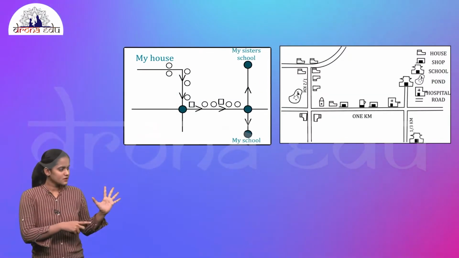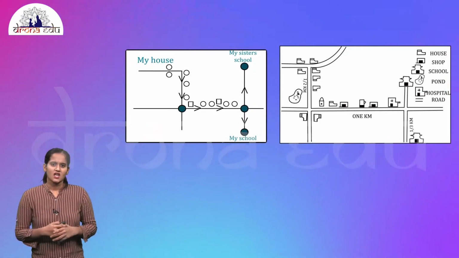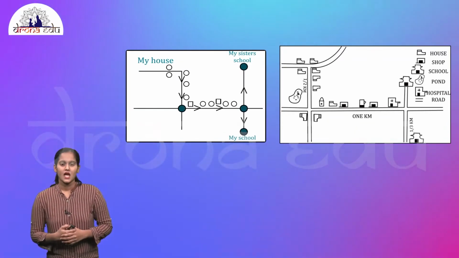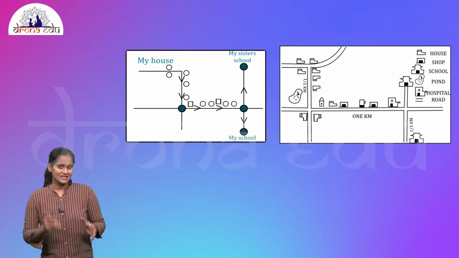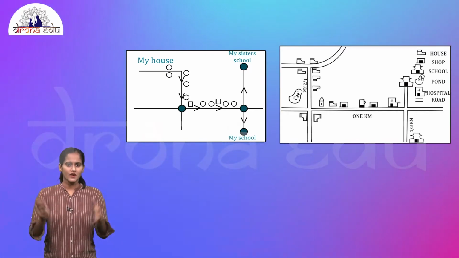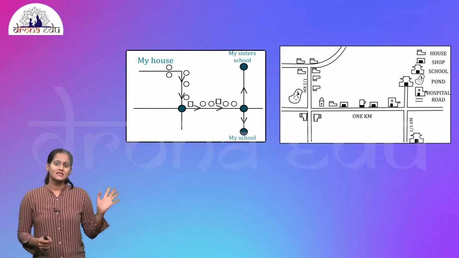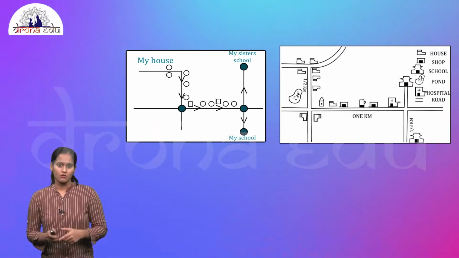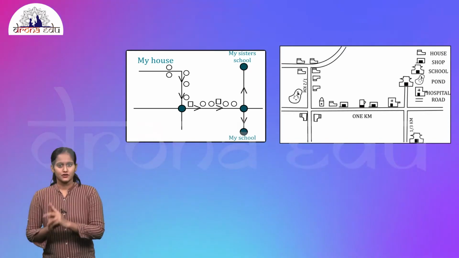Now, let me take one more example. Look at these two maps. If you compare these two maps, what can I say? The first map does not have much detail. Whereas, if you look at the second map, there are details about the distance and certain symbols are used, with which we can locate the required location. And you can see that the distances shown on this map are proportional to the actual distance on the ground. This is done by considering a proper scale while drawing.